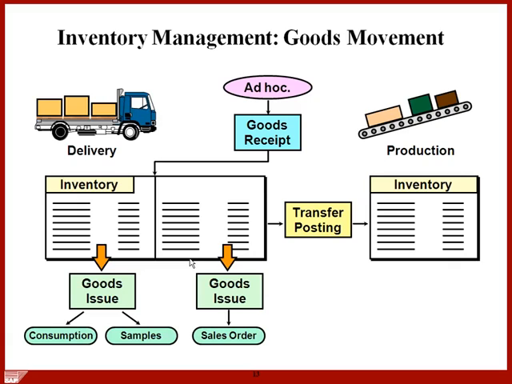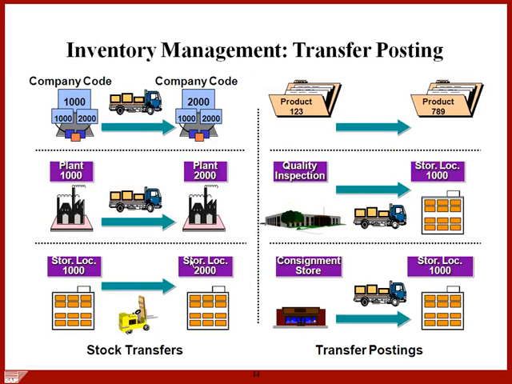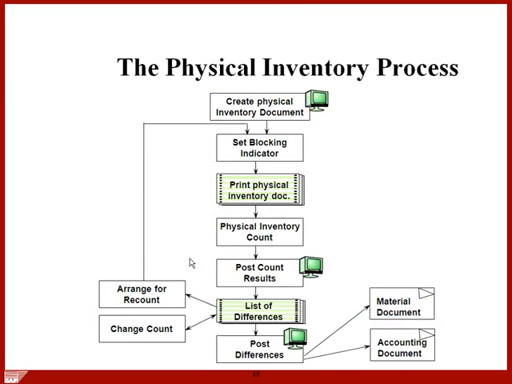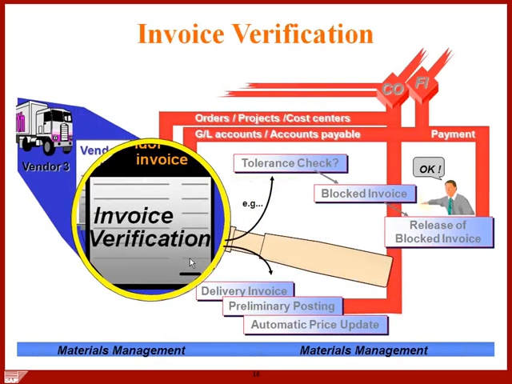And then similarly goods issues, planned issues, unplanned issues, similarly transfer posting, types of transfer postings, and then transfer posting at plant level, at storage location level, or at company code level. So all these things we will discuss in inventory management. And also there is something called physical inventory. We discuss about physical inventory as well, various types of physical inventory processes, and then the physical inventory process itself. So all these things we will discuss.